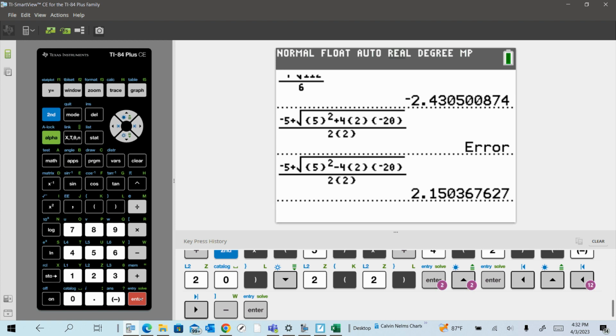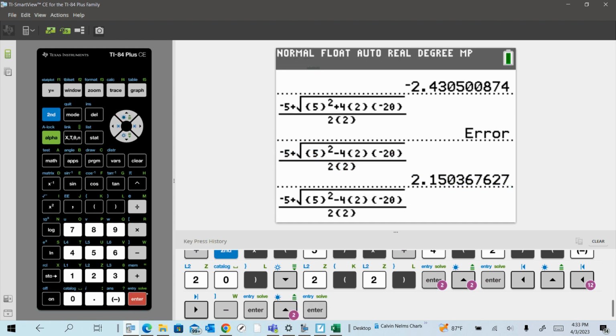So here, our first solution is x is 2.2. Okay. To get the second solution, I'm going to arrow up one more time. I'm going to hit enter to copy that entry.